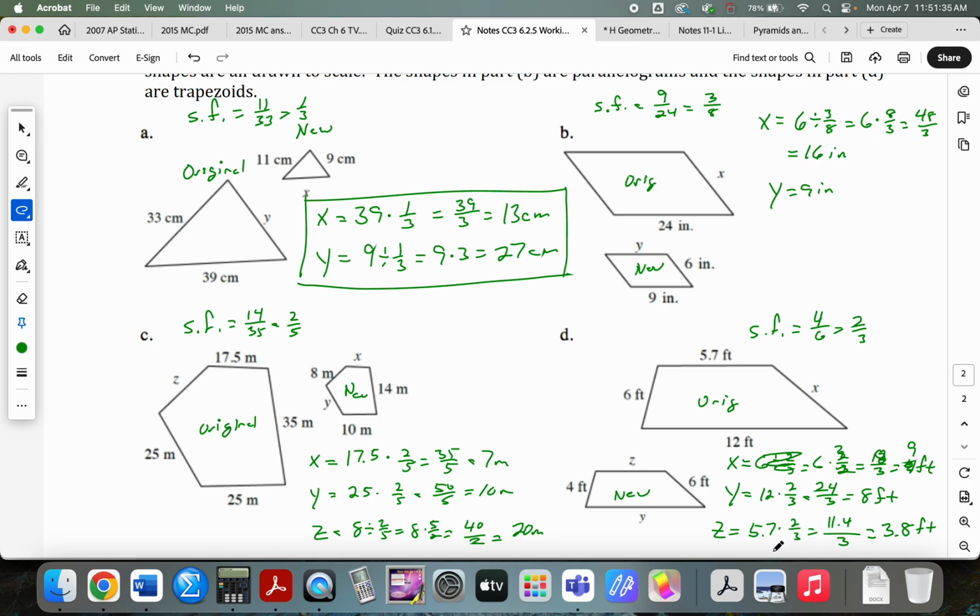Z on B. So I took 5.7 and I multiplied it by 2/3, and I got 3.8 centimeters. Centimeters? Not centimeters, sorry, feet. There we go. 3.8 feet. Good. All right. Any questions about that? Okay. Then that's it for today's lesson.